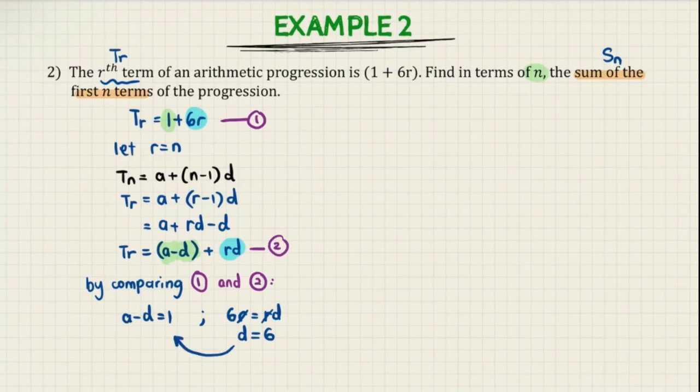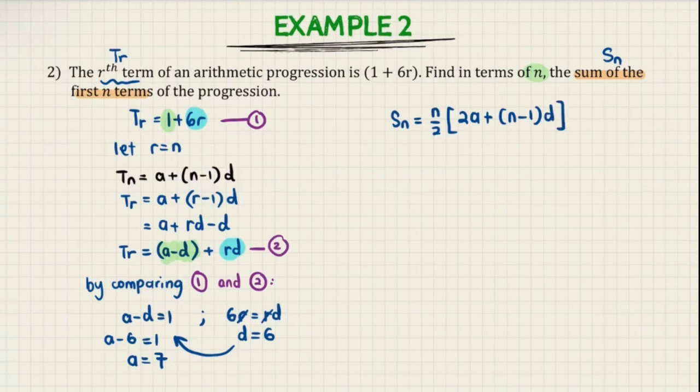So gantikan semula dekat sini. A minus 6 equals to 1. So A will be equals to 7. Okay, so saya dapat A sama dengan 7, D sama dengan 6. Okay, kemudian our aim is to find Sn in terms of n. Okay, so the Sn, apa dia punya general formula adalah n over 2 [2A plus n minus 1 D].